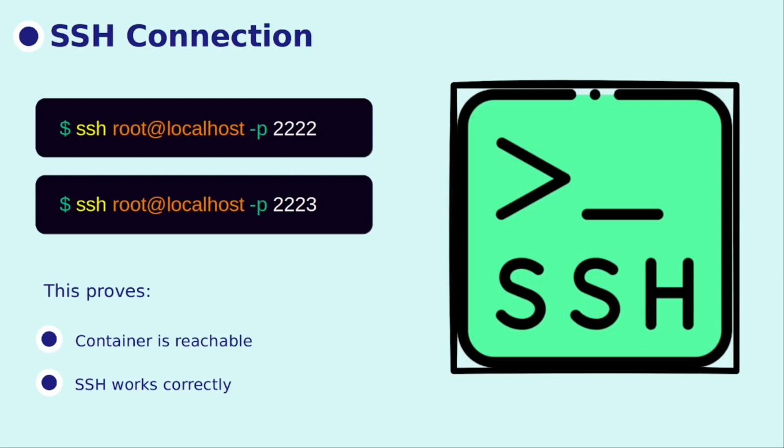SSH connection. Testing connectivity. Before using Ansible, we must ensure SSH works. We test it with ssh root@localhost. If this works, it means the container is reachable and SSH is correctly configured. We can control the server remotely. This step is crucial because Ansible relies entirely on SSH.